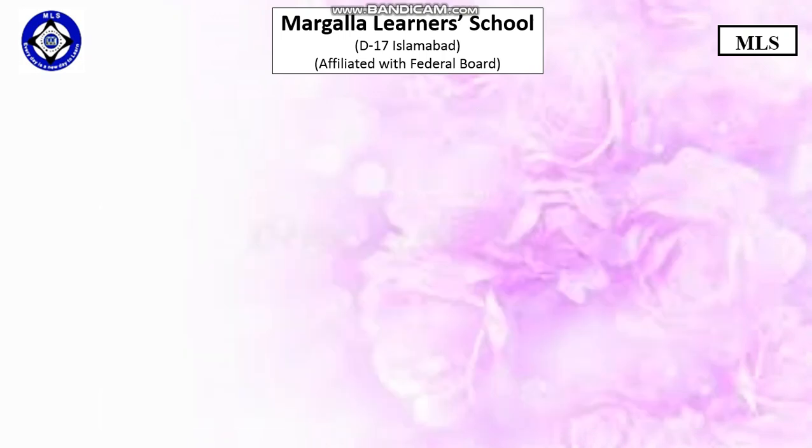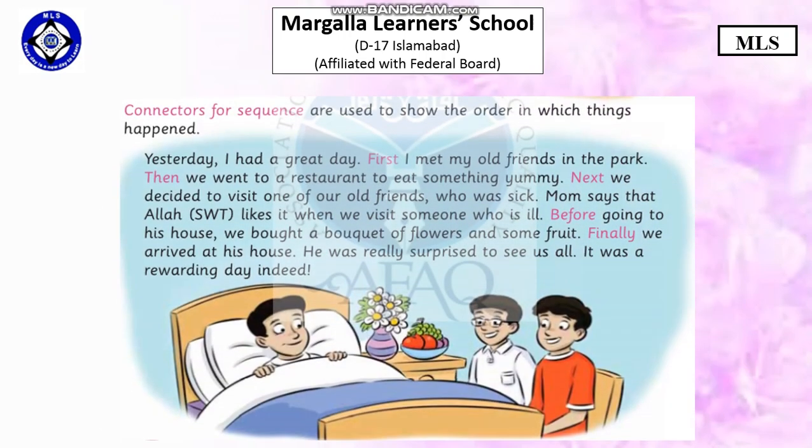Now let's come to connectors for sequence. They are used to show the order in which things happen. For example, first, then, next, before, and finally. These tell us the sequence in which the things have happened.